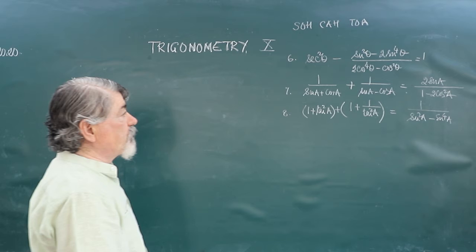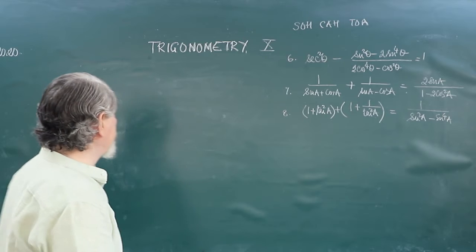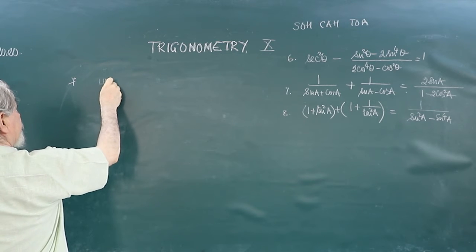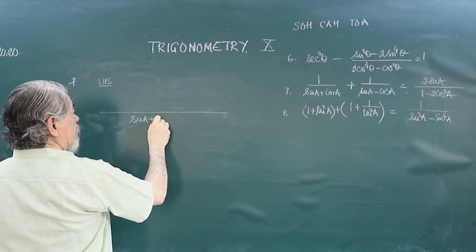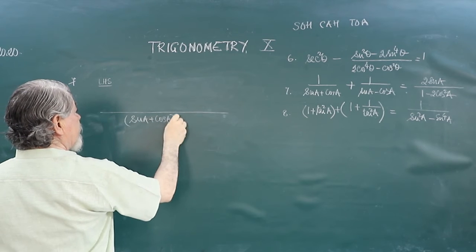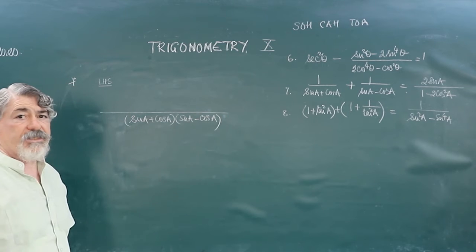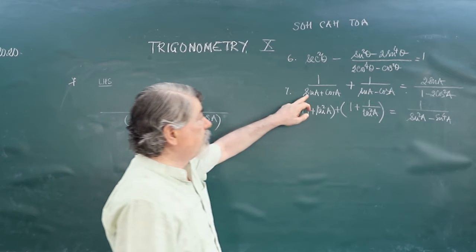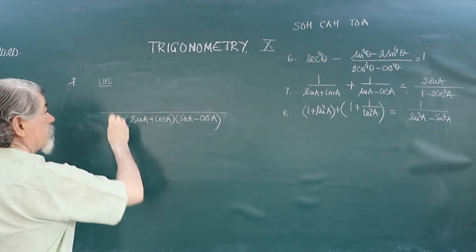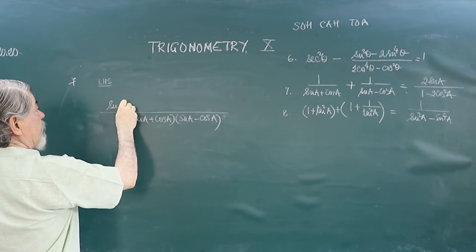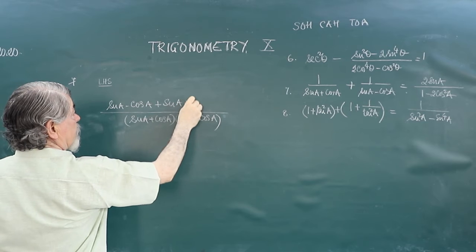Question number 7 is 1 upon sin A plus cos A plus 1 upon sin A minus cos A. So we are going to simplify the left hand side by taking LCM. LCM will be sin A plus cos A into sin A minus cos A. Now here it will come sin A minus cos A, here it will come sin A plus cos A. Cross multiplication: sin A minus cos A plus sin A plus cos A.